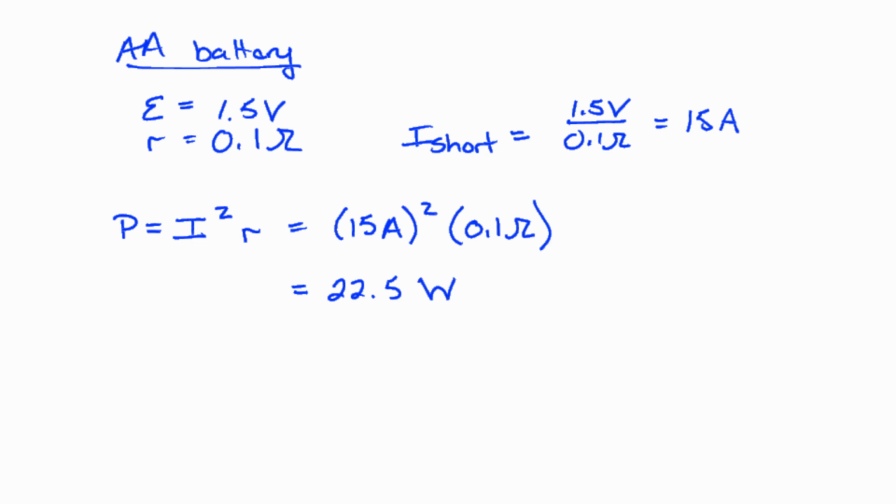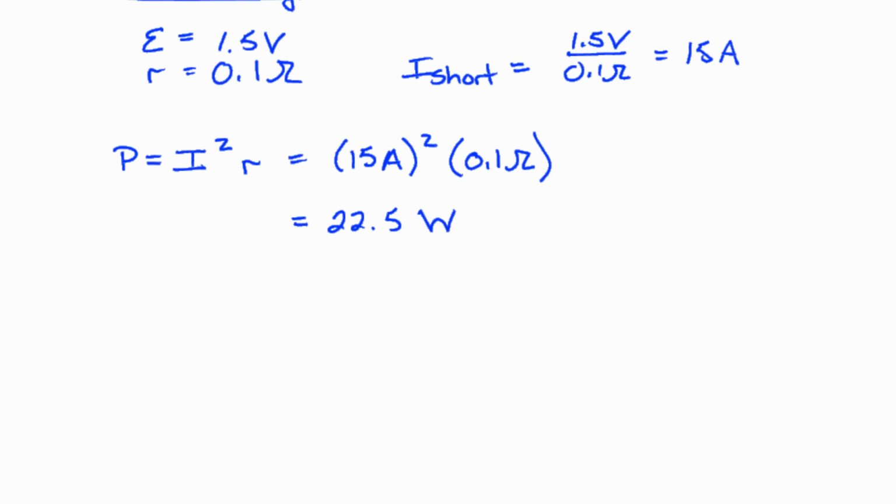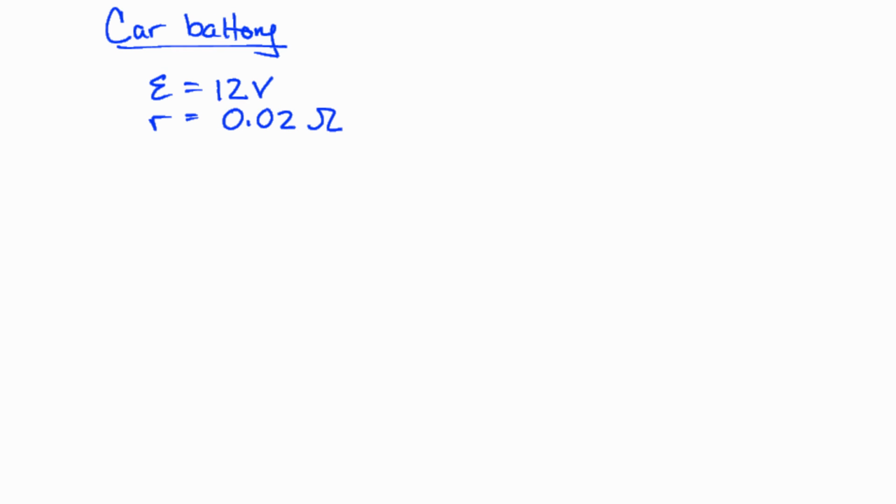So AA batteries are designed with a high enough internal resistance so that they don't explode if you happen to short them out. Car batteries, on the other hand, are not. So let's take a look at what this might be for a car battery. So for a car battery, they have an EMF of 12 volts and an internal resistance of 0.02 ohms. So the short current inside a car battery is about 600 amps. Now, if we short this out, again, the battery is going to be working as fast as it possibly can to produce its maximum current.